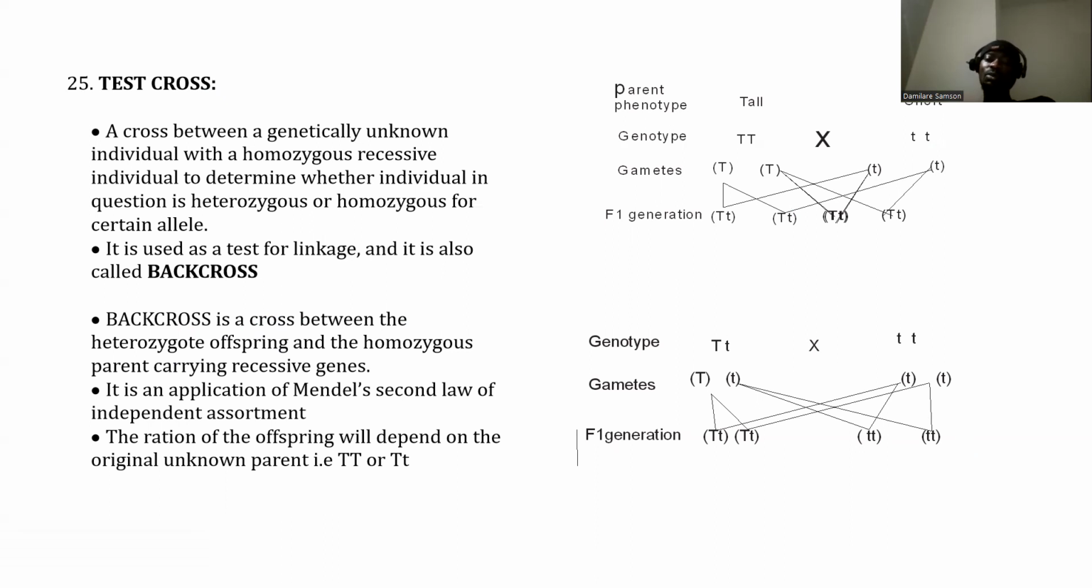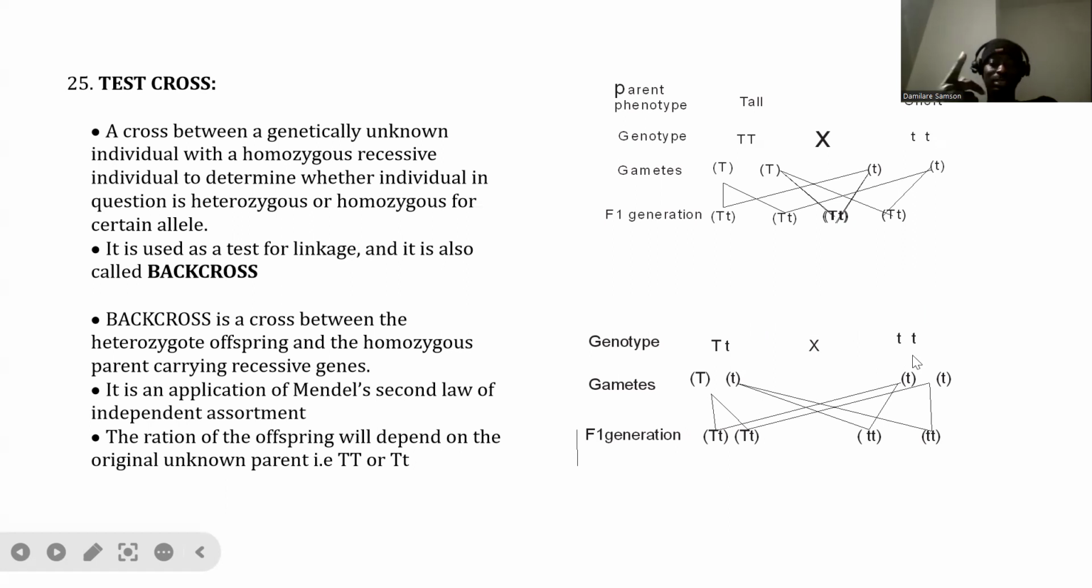So backcross is a cross between the heterozygote. Backcross is more of this second diagram, because test means you are testing it, so you'll be using the homozygous and the heterozygous. Now for backcross, it means you are starting from the back to the front. So it is a cross between a heterozygous offspring and a homozygous parent carrying the recessive gene. So for backcrossing, it's more like you are taking a child and crossing it with the mother.